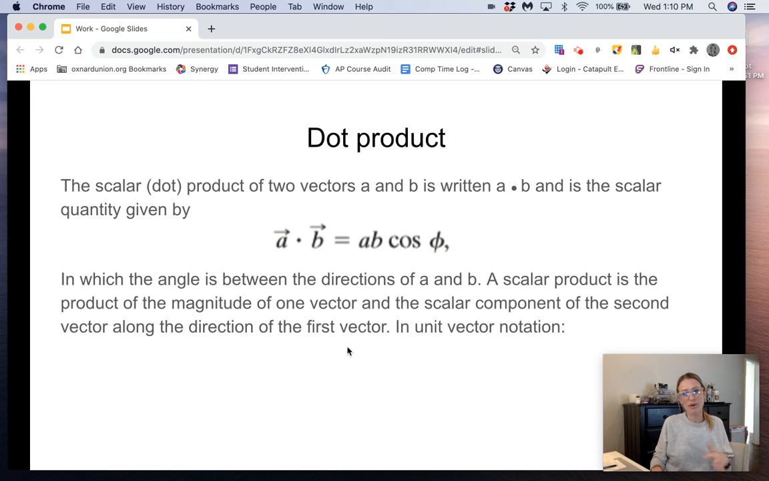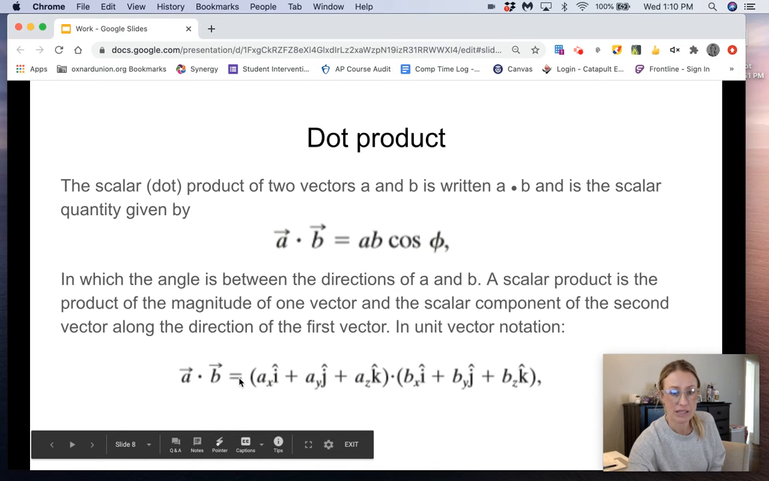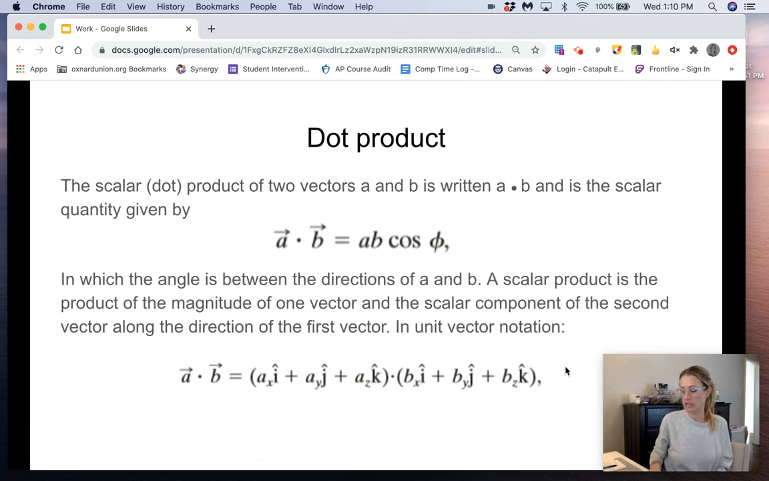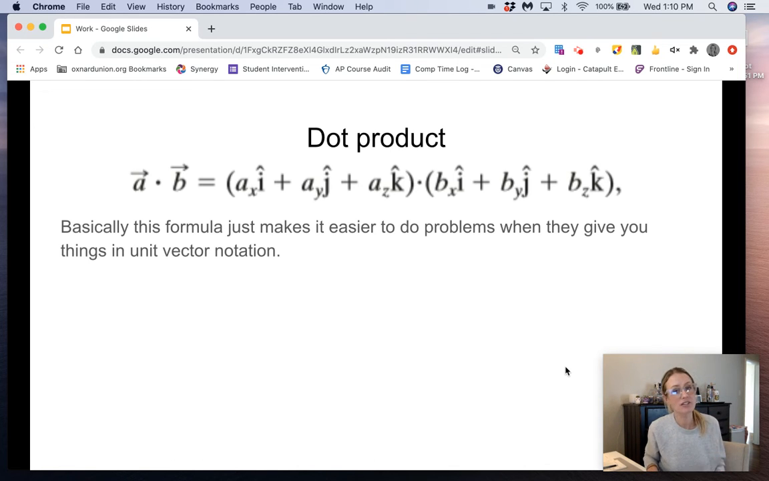That's all mumbo jumbo. Really what we want to know is that in unit vector notation, this is what it looks like here, where we have A dot B is equal to our A vector in unit vector notation dot the B vector in unit vector notation. Now, when we have something like this, it's basically just a formula that makes it easier to do problems when they give you things in unit vector notation.